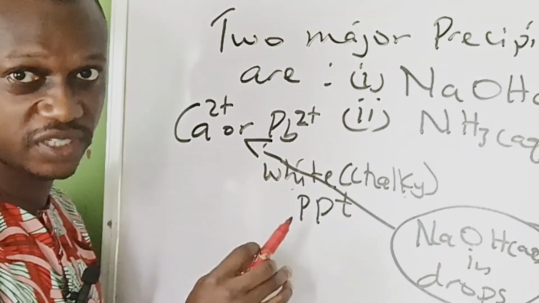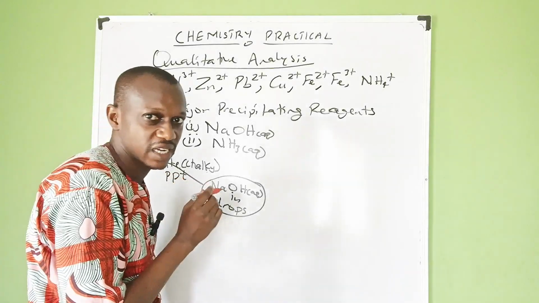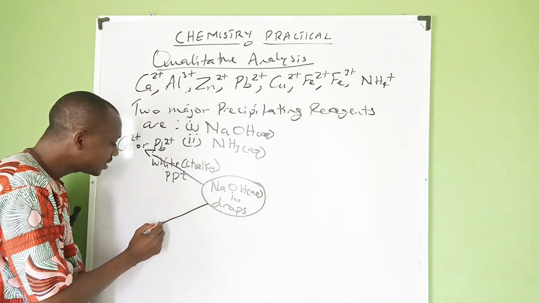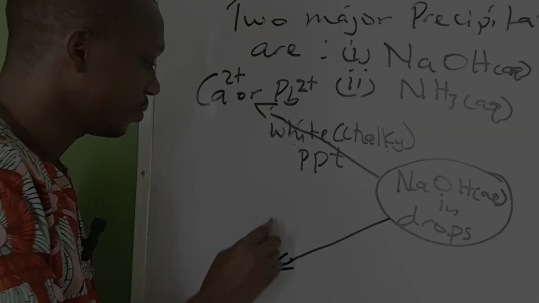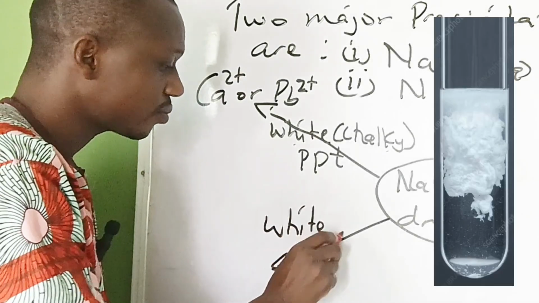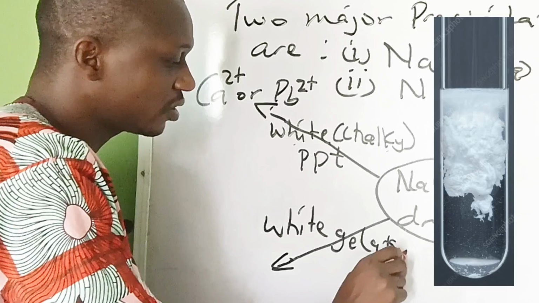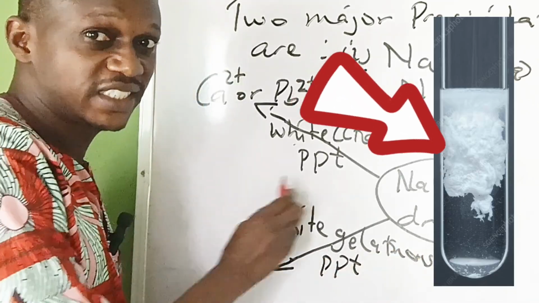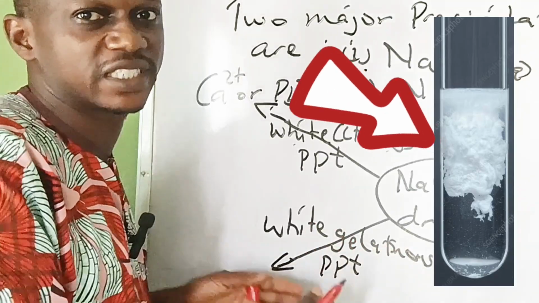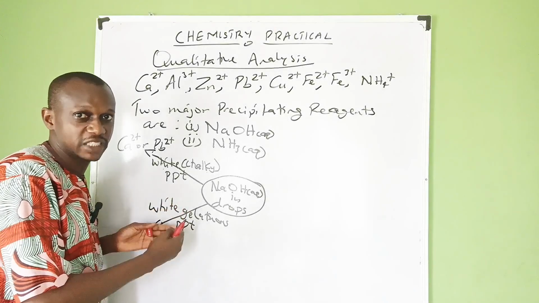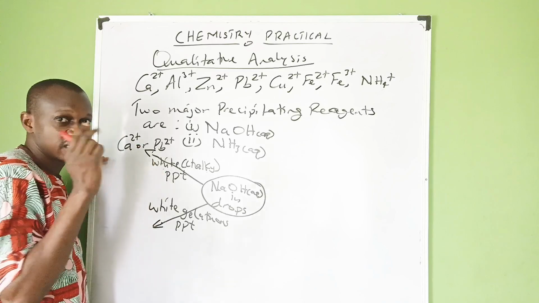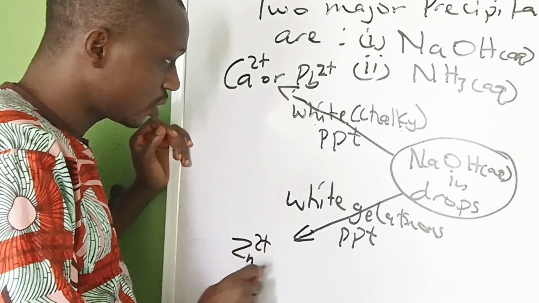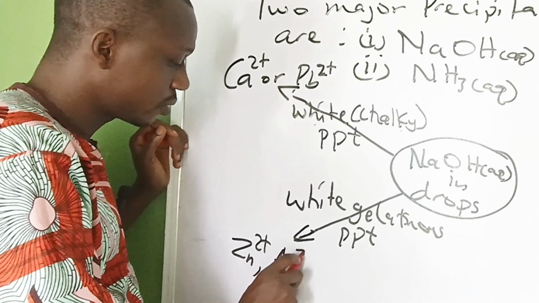That's the first thing. Now, let me go to another scenario. If we have a white gelatinous precipitate, I will use PPT. White gelatinous precipitate, what are we expecting? If you have a white gelatinous precipitate, what we are expecting to see are two also. It's either Zn2+ or Al3+.